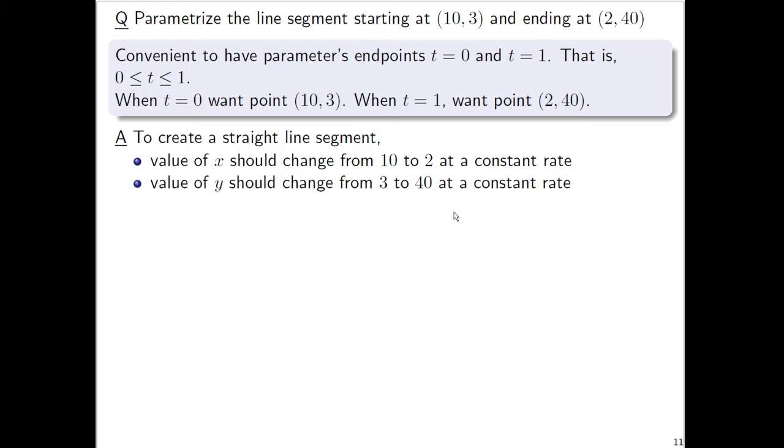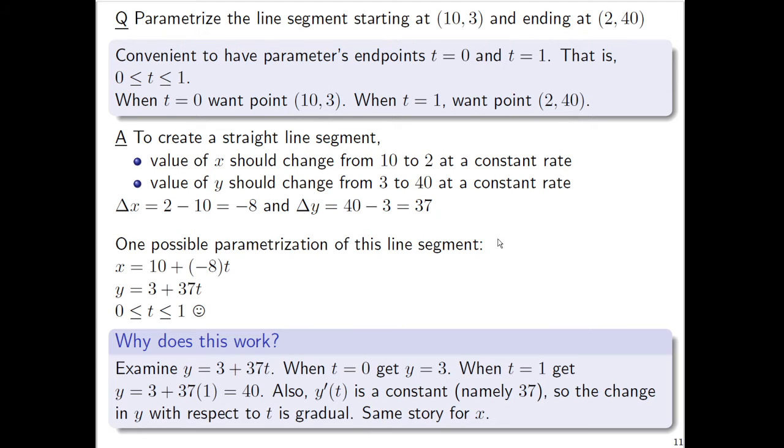So to create a straight line segment, the value of x should change from 10 to 2 at a constant rate, and the value of y should change from 3 to 40 at a constant rate. I mean, just nice and gradual, no funny business here. And here's a nice way to do this. This is certainly not the only way, but this is real nice. The change in x will be the new value minus the old value, so 2 minus 10, or negative 8. Same deal, the change in y here is 37.